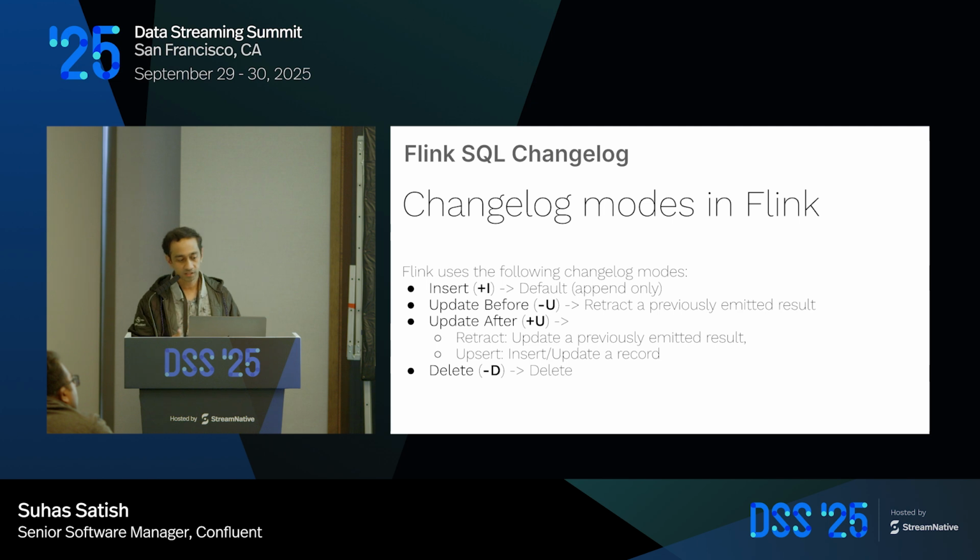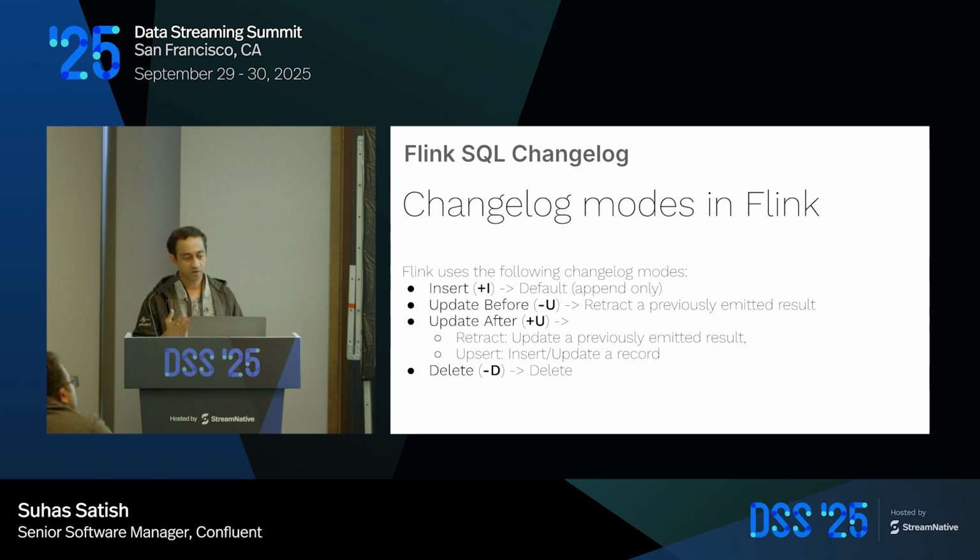And so what does that mean? The default is an insert, and an append-only table has only the insert changelog mode. If it's an upsert table, you are updating the values for a key. You emit two records, an update before, the value before the update, and the value after. So you retract the previously emitted result with a minus U, and then you update it. And then there is also a retract where you just delete a key and you indicate those with minus D.